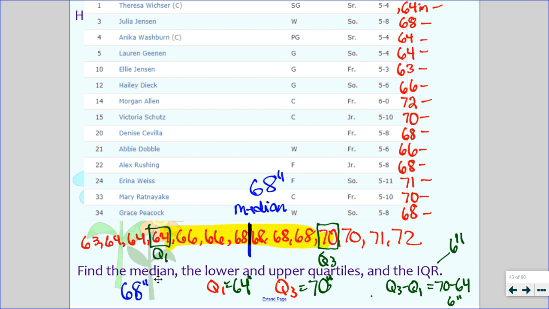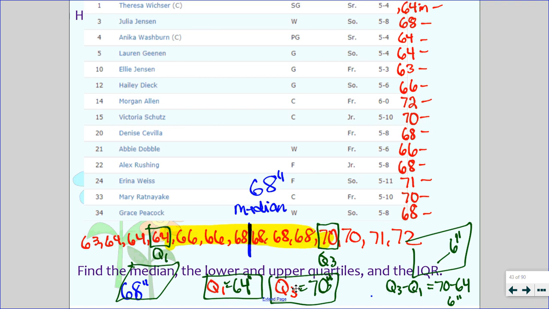So we have my median is 68. My lower quartile is 64. Upper quartile, or Q3, is 70. And my IQR is 6 inches. That little quote mark means inches. So what that means is I have 6 inches that separates the low from the high in the broad middle of my data. So that means I have a good range. If you have just 1 or 2 inches separating, that means a lot of people are the same height. But in this case, we have 6 inches separating our Q1 and our Q3.